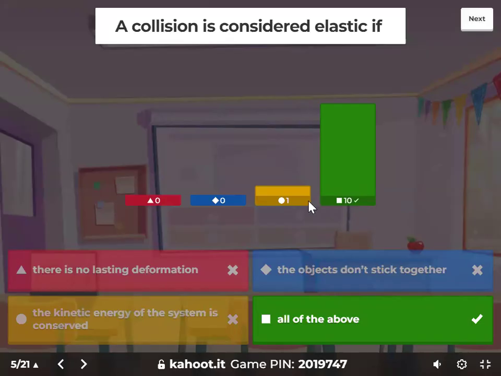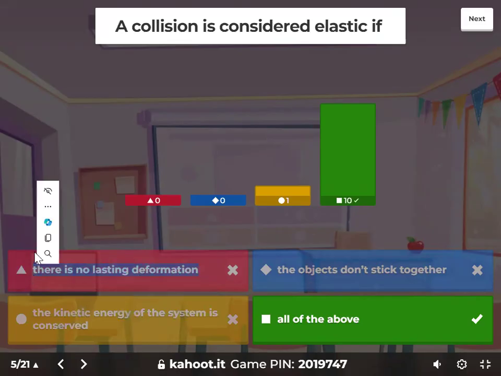Ooh, nice, nice. All right. So in class, I've really been emphasizing this gold one. The kinetic energy is conserved, right? But that does go hand in hand with some of these other ones. Like I know if they stick together, that would have been inelastic. If they bounce off each other perfectly, that's elastic. Okay, so the blue one is probably a pretty good answer also.